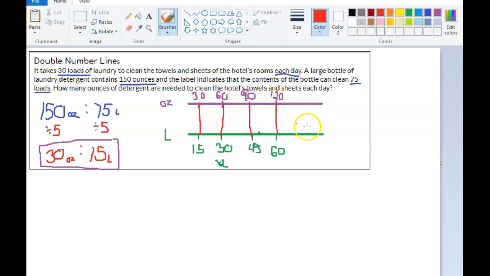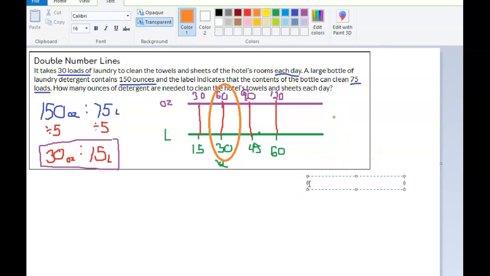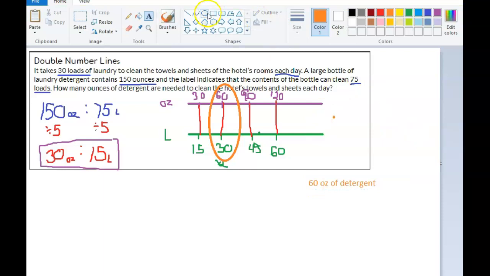Okay, then I'm going to go back to my question. It says it takes 30 loads of laundry to do the sheets for each day, and we don't know how many ounces we need to clean them for each day. So I know I'm doing 30 loads in a day, so we need to look for 30 loads. So this is the L for loads, that's why I labeled it. Oh, 30 loads is right here. What's up next to it? 60 ounces. Okay, so that's going to be my answer. 60 ounces of detergent. Then I'll circle it so that I know where my answer is later.